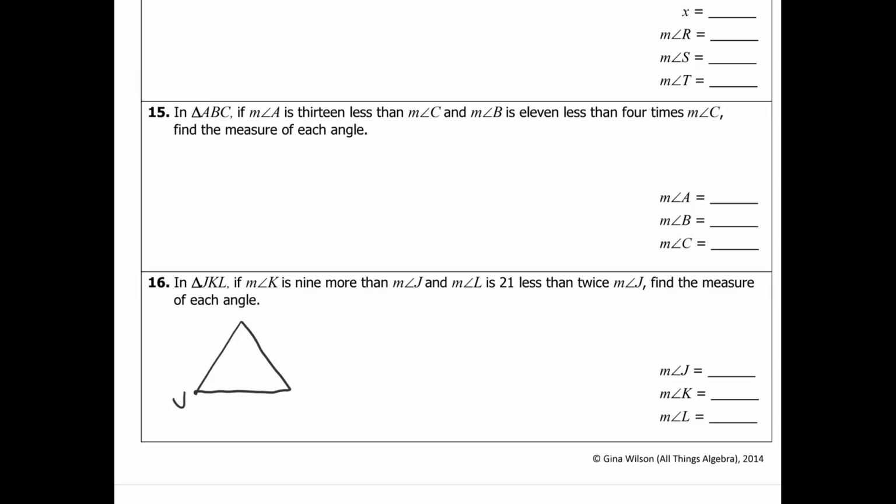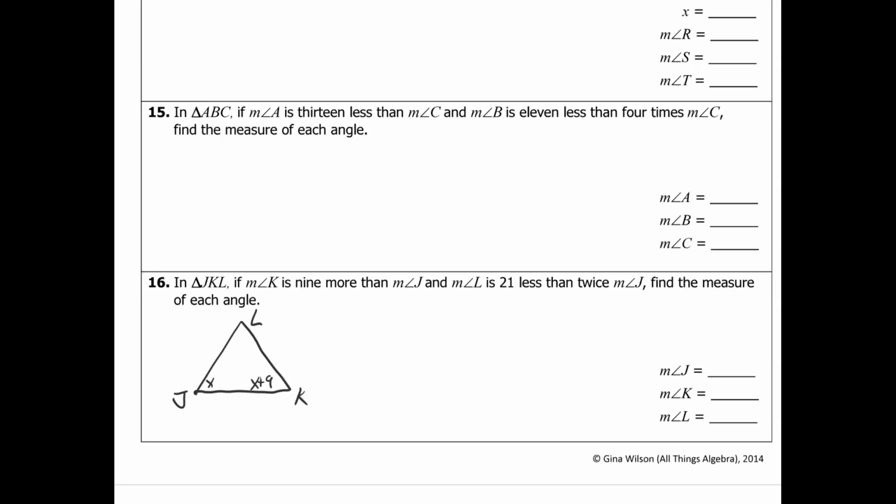So I'm going to call this J, K, L. It really doesn't matter which one I start with. Okay, and I want to be able to put something somewhere. And I'm going to start to write some expressions now. Okay, so the measure of angle K, this angle here, is 9 more than the measure of angle J. So if I call the measure of angle J x, then I can say that angle K is 9 more than x, or x plus 9.